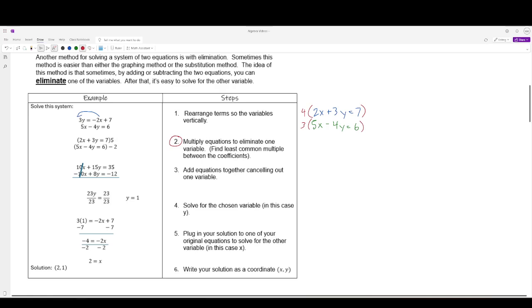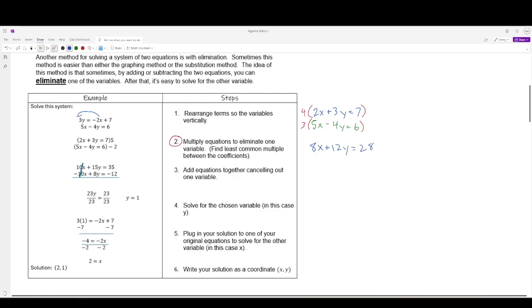You see over here, you could also use 5 and -2 to eliminate the x's. It doesn't matter which variable we eliminate first, we still have to solve for both anyways. So multiplying my blue equation by 4, it becomes 8x plus 12y equals 28. Remember to multiply all the terms by 4.